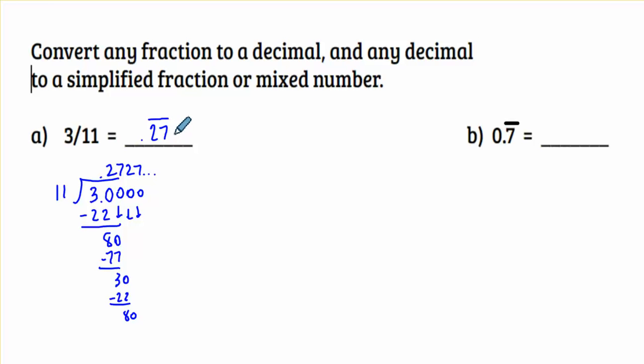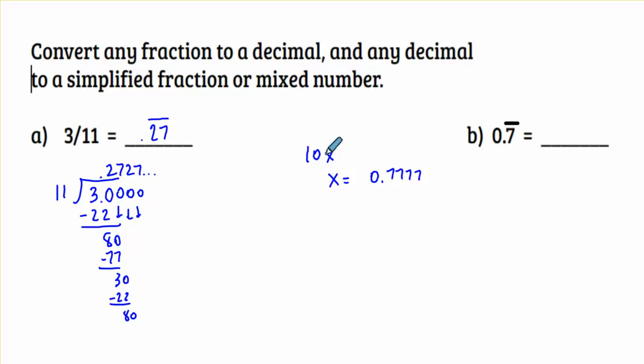All right, for B, we're going to let x equal 0.7 repeating. I'm just going to write a few of those digits. And we ask ourselves, how many digits are repeating? Well, 1 is. It's just this 1 7 that's repeating. So we're going to multiply it by 10 because that's 10 to the first power.